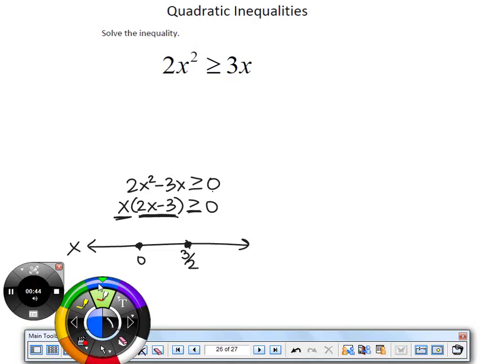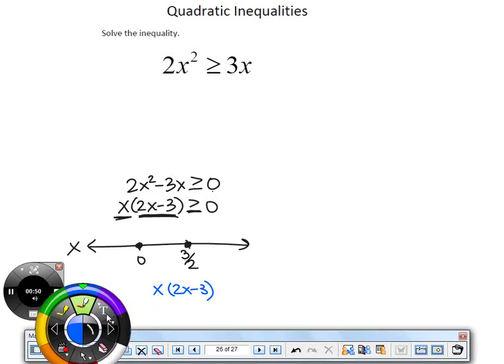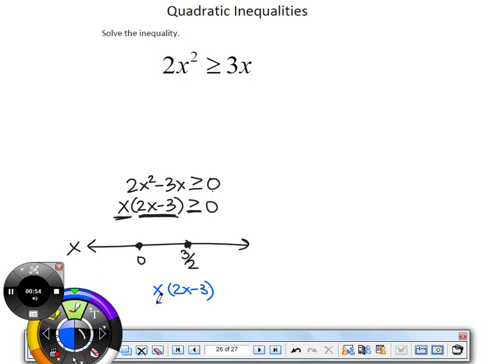And now I want to look at what's happening on either side. So when I plug in a negative number to the left of 0, when I think about doing x times 2x minus 3 with that negative number, that would be a negative times a negative, which would make a positive. In between 0 and 3 over 2, like 1, would be a positive times a negative, which would make a negative. And something more than 3 over 2, like 2, would end up being a positive times a positive, which would make a positive. Okay?